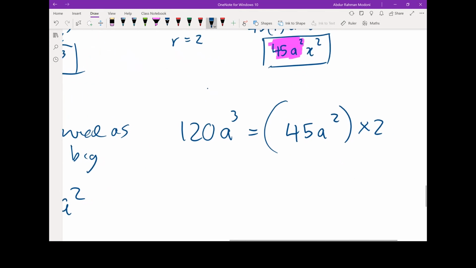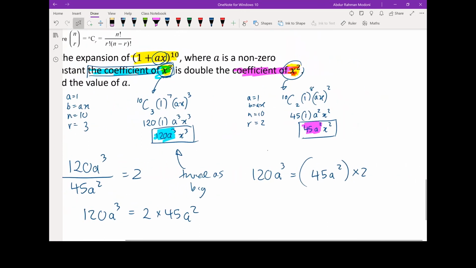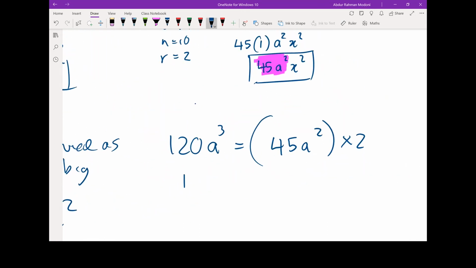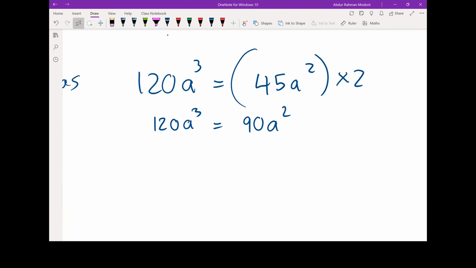Now, once you've got the equation set up, we are in the place where we can simplify this and look at what the question's asking us to do: find the value of a. So let's take a look. We've got 120a cubed is equal to, if we times that by 2, 90a squared. So it looks like an equation involving a. The highest power is 3, so it's a cubic.